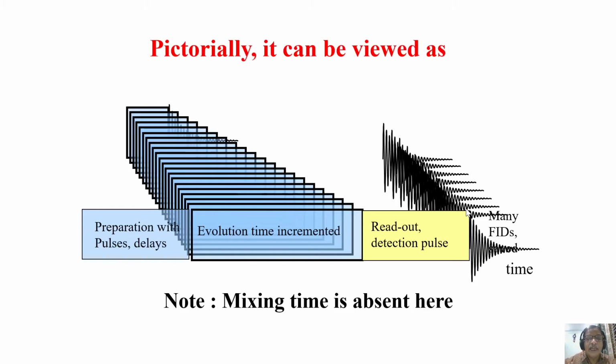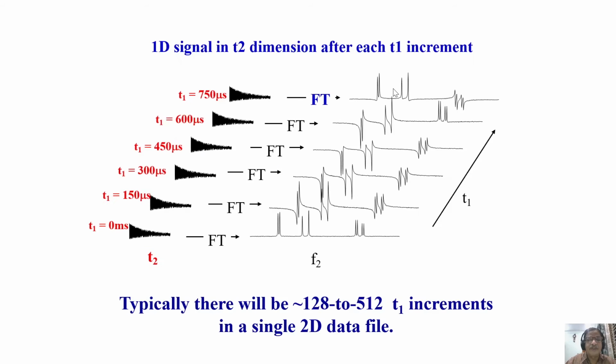So how many time domain data do we have here? One is the time domain data here, the other is the time domain data here. I said time and frequency are Fourier pairs. We have to convert them to the frequency domain. We will do that. Now the 1-dimensional signal in the T2 dimension is collected after each T1 increment, like this. I keep incrementing T1, the FID is like this, and we do the Fourier transformation.